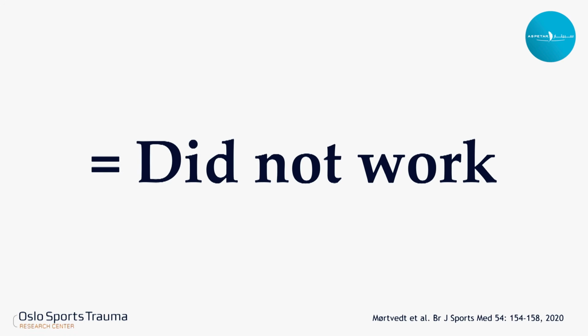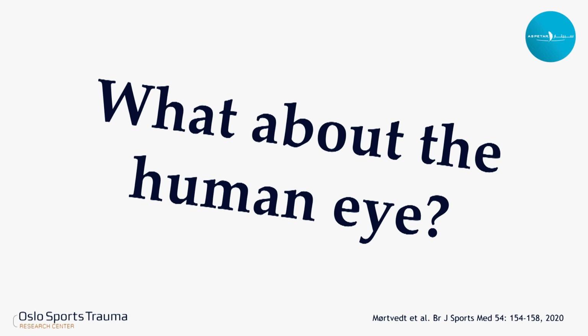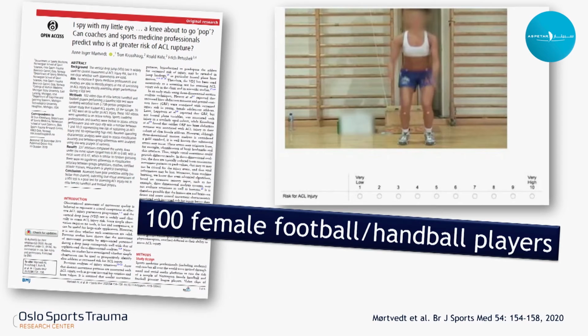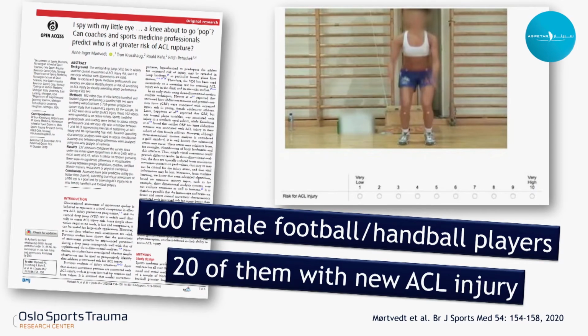Then we thought, well, the human eye and the human brain, especially if you were a really experienced physician or physical therapist working with athletes, if you sit there and watch this athlete, you're going to pick up all the telltale signs of someone who doesn't have knee control versus someone who has knee control. So what did we do? We put videos of 100 of these athletes on the internet, invited experts around the world, and 20 of them went on to have a new injury. So there were 80 who didn't and 20 who did.